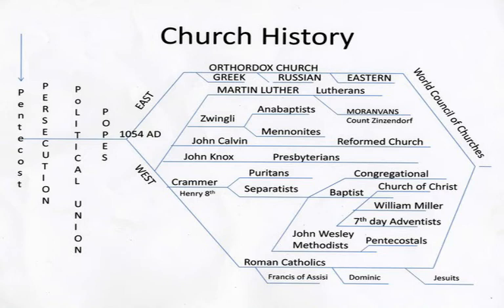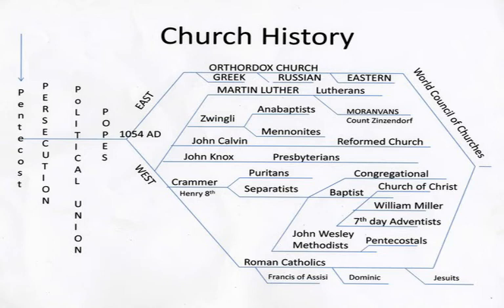And from these separatists, there were several groups that formed. We have the Congregational Church. Mainly think of the Pilgrims. We have the Baptists with Roger Williams in Rhode Island. And we have split-offs from the Baptists.